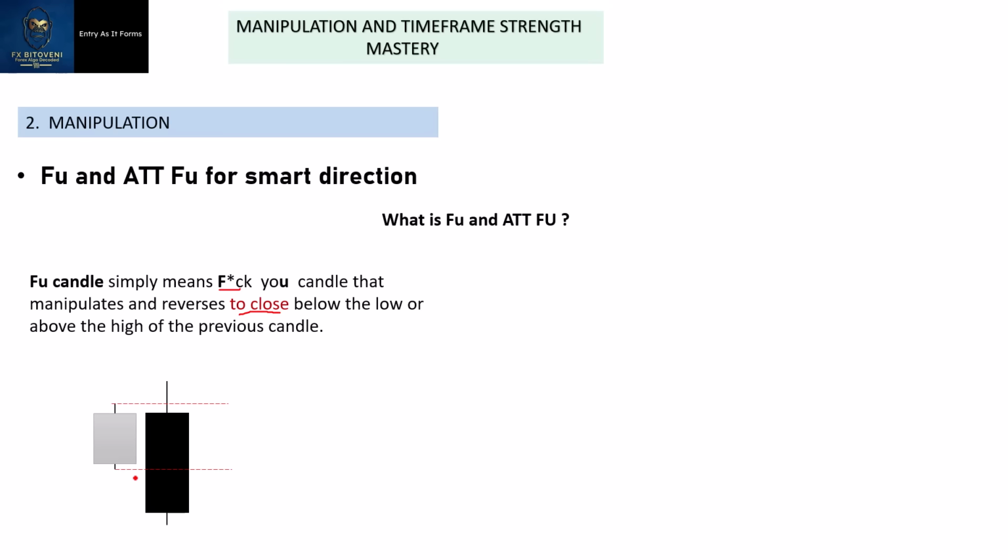It simply means a candle that manipulates and reverses to close below the low or above the high of the previous candle. For example, this is candle number 1. Candle number 2 manipulates to purge liquidity. You can see it goes there to purge liquidity around here, then reverses and closes below the low of the previous candle, below the first candle, right? If you see a body closing below this area, now you've got a successful FU. Hope this is clear and understandable.